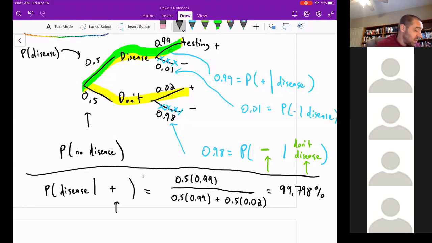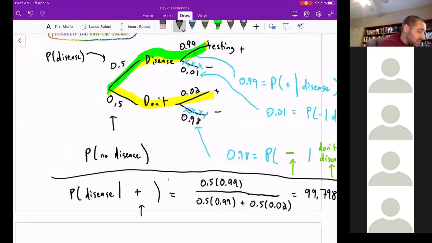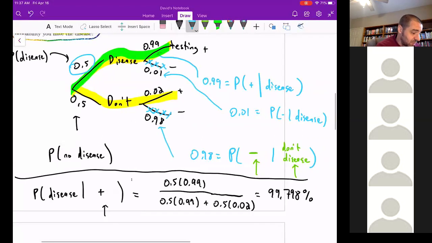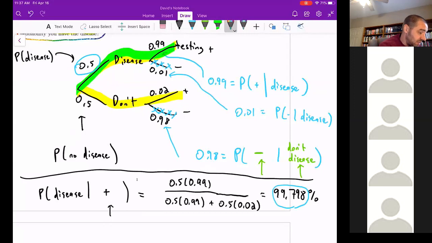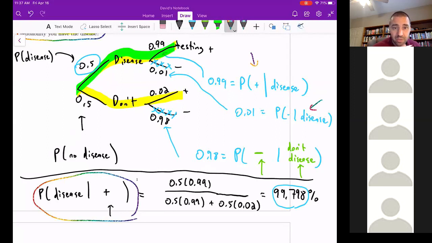Okay, so all that to say, the test came back positive. The probability you had the disease initially was 50%. So when the test comes back positive and the test is pretty reliable, it makes sense that your probability of having the disease goes up. And in this case, it goes up quite a bit, almost to 100%. So again, the point of this example is just to acknowledge that this notation is what we're doing as we do this problem. Okay, any questions on this?